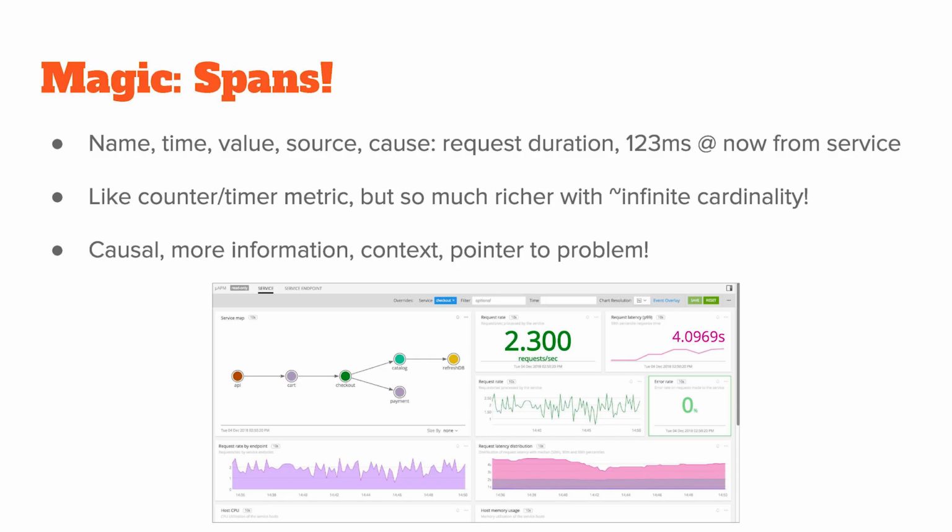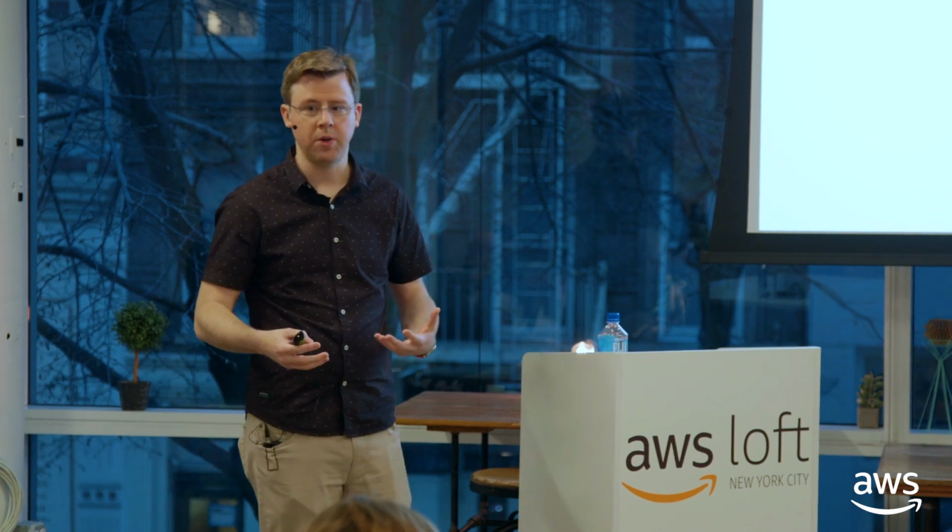And so here on the right, we can see this is like a request duration. It took 123 milliseconds, happened right now, and it came from a service, and then I didn't have room, but also this other service is why this one exists. Like we called this other service. And so this is sort of like a counter and a timer. It's all rolled up into one, right?